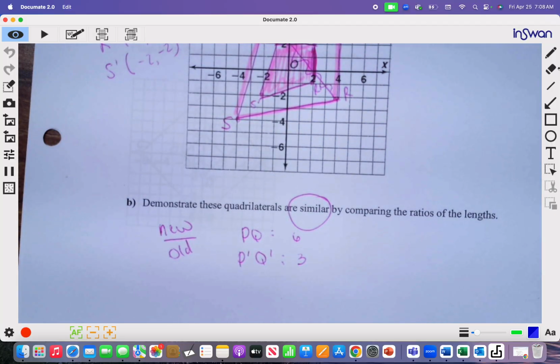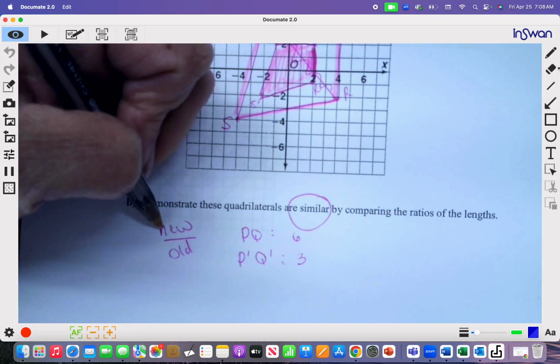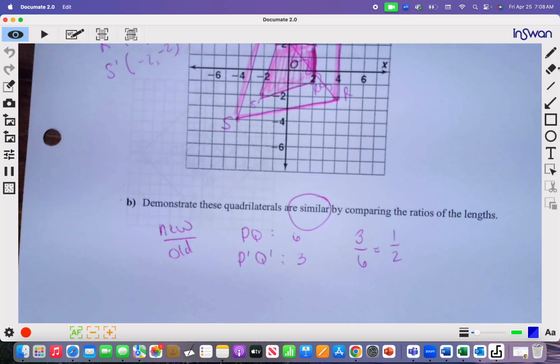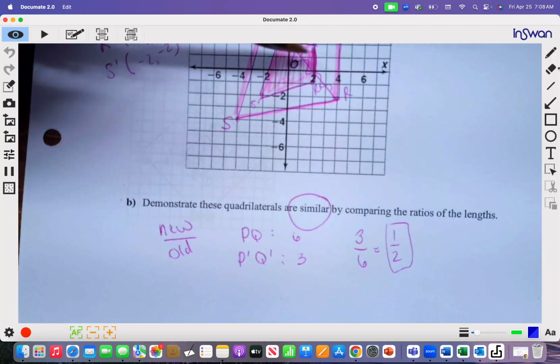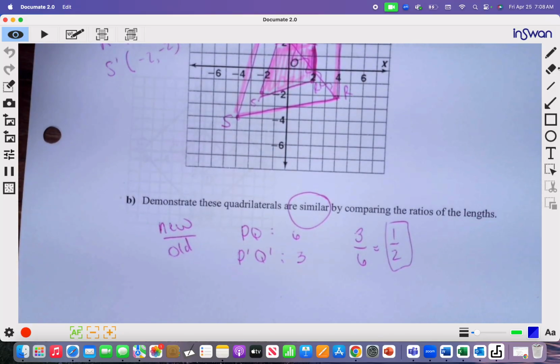Then the 3 goes on the top because that's the new one. So 3 over 6 simplifies to 1/2. All of the length ratios will be 1/2 because we multiplied by 1/2. It's half the size of the original.